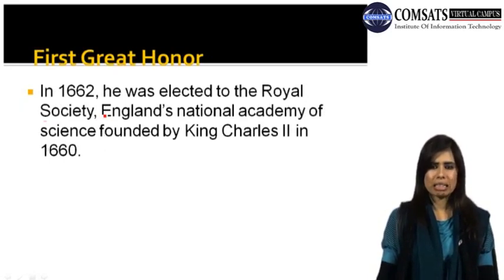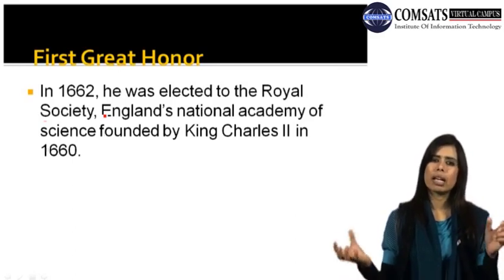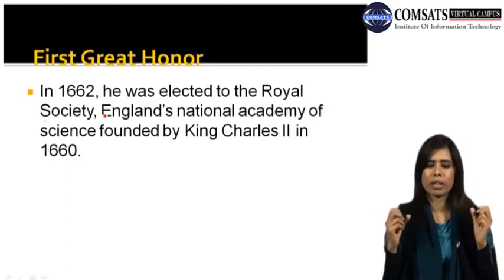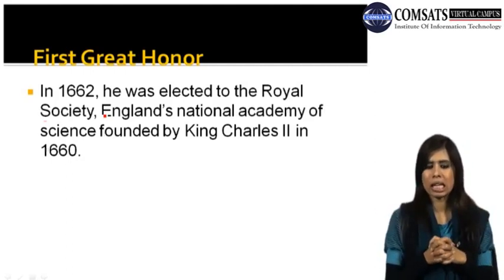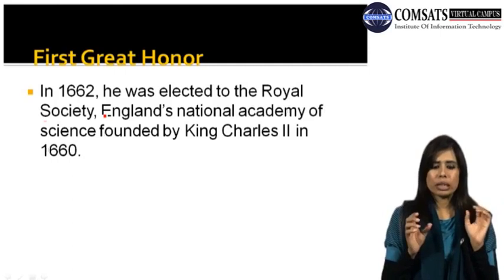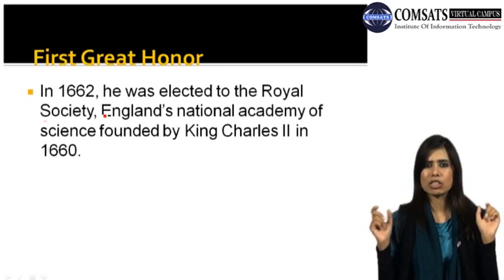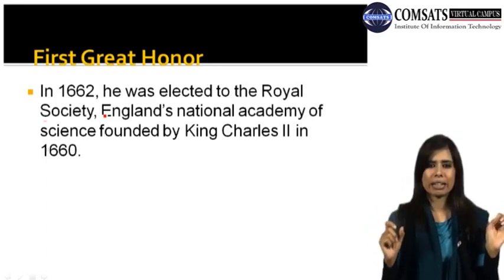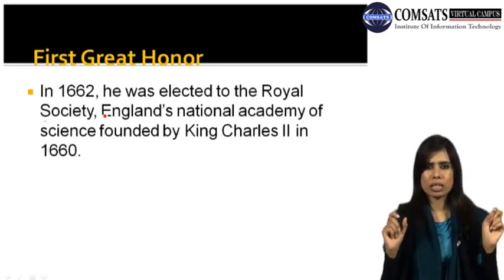First great honor. In 1662 he was elected to the Royal Society, England's National Academy of Science, founded by King Charles II in 1660. So here you can see how Dryden participated in the political activities of England at that time, and he was elected to the Royal Society. Basically, the National Academy of Science was founded by King Charles II in 1660, and Dryden was elected to the Royal Society in 1662.